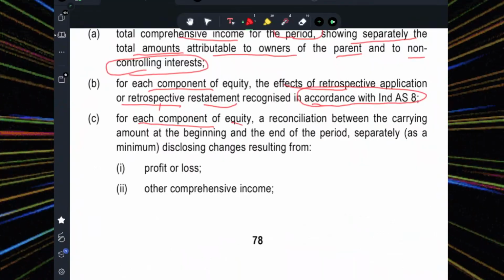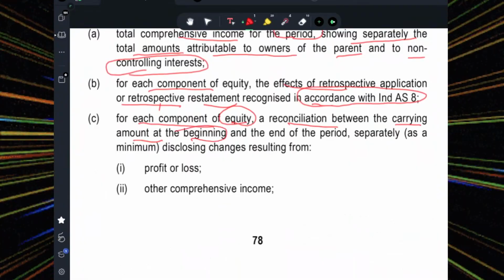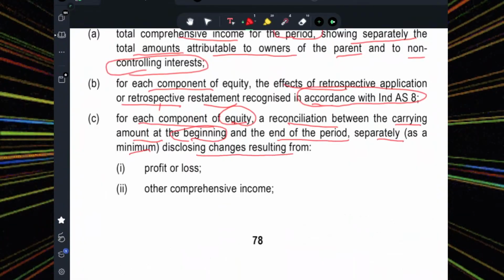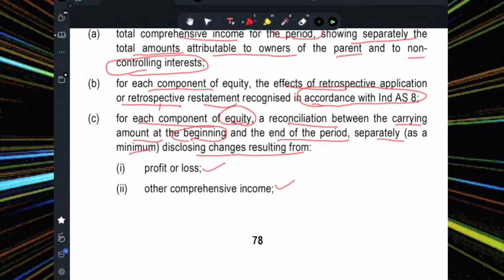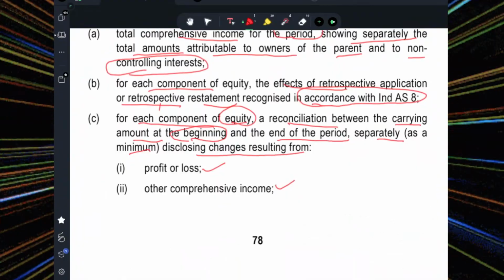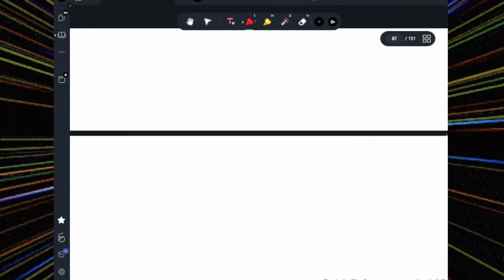For each component of equity, a reconciliation between the carrying amount at the beginning and the end of the period, separately disclosing the changes resulting from profit and loss and other comprehensive income. For each component of equity, you can say what the beginning is, what the change is, and what the end of the period is. You should state that it is attributable to the profit and loss account and other comprehensive income also.